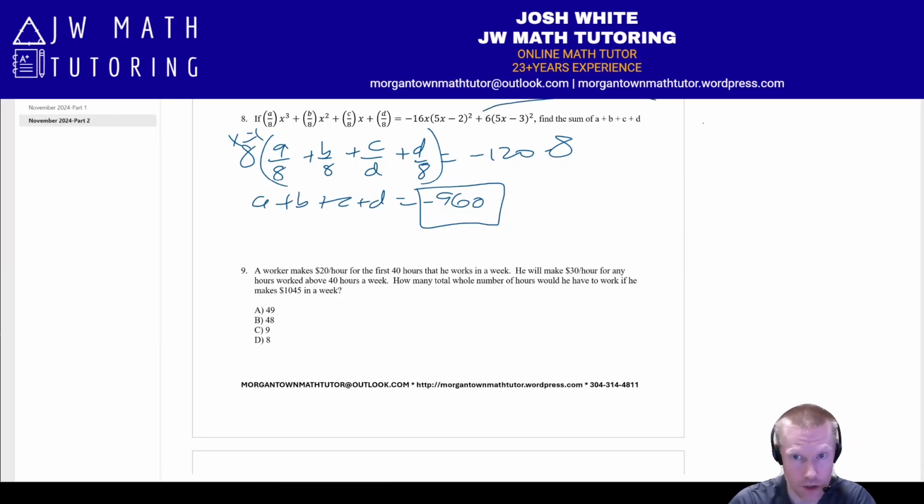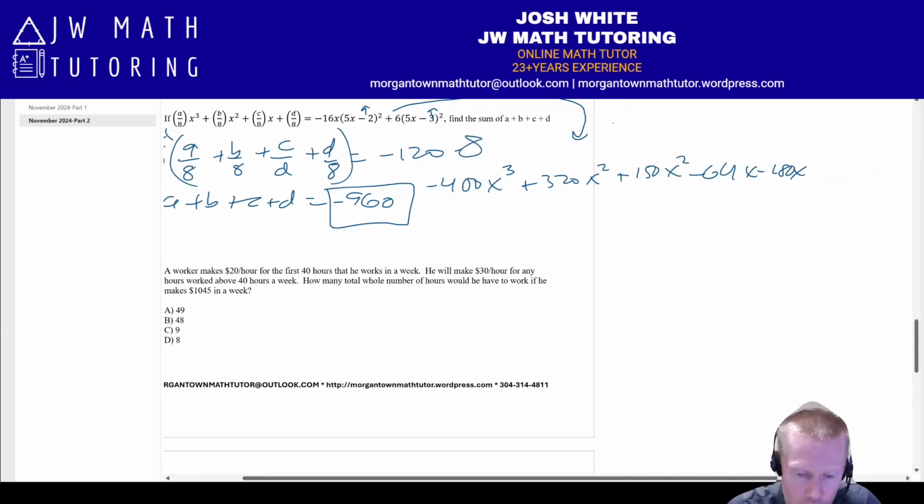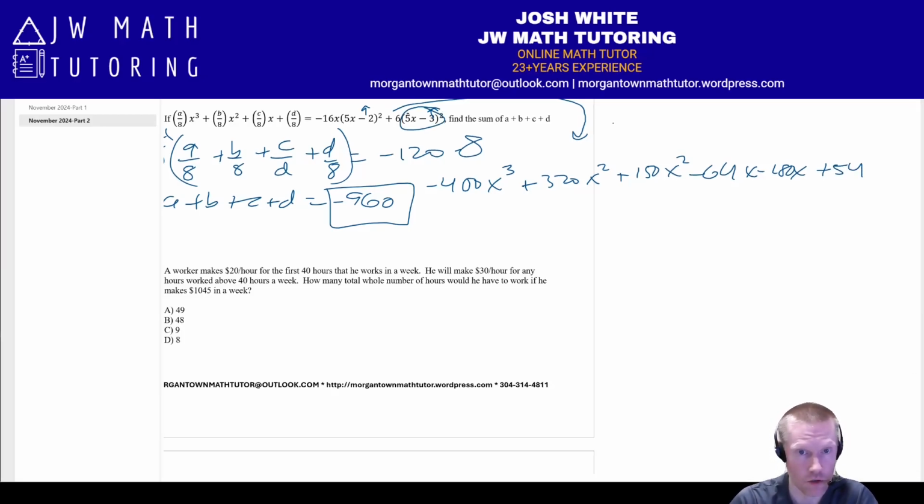If you want, you can expand out this right side. Okay? You can square this and square this and then multiply it by whatever is in the front. So I will just tell you, if you do that, you get negative 400x cubed plus 320x squared plus 150x squared minus 64x minus 180x. I'm running out of room here. Plus 54.